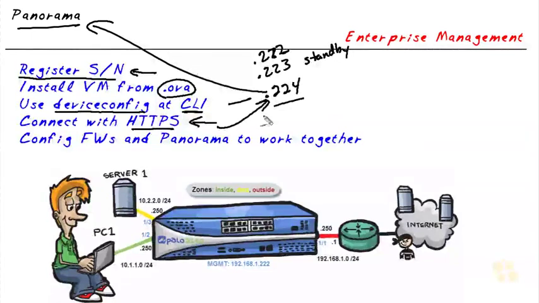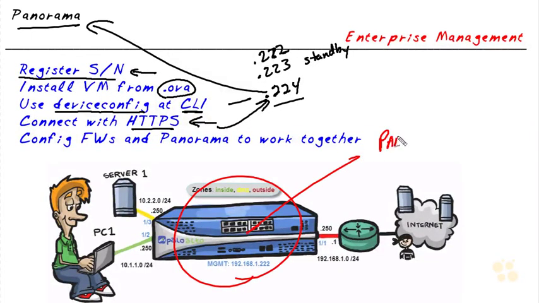And then what we're going to do is configure the firewalls to work with Panorama, and configure Panorama to work with the firewalls. And then once we have that set up, we can centrally manage our firewalls from Panorama, from a single pane of glass, if you will. So now if we want to deploy a new security rule to 15 or 16 different HA pairs of firewalls, we don't have to do it over and over again. We can do it one time in Panorama and simply push those changes to those firewalls.